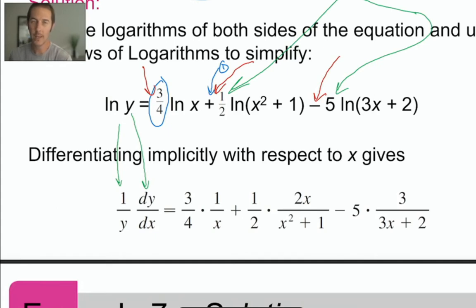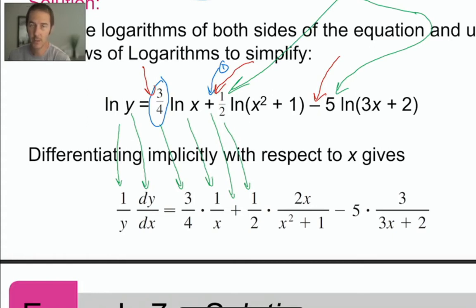We don't know what y is, but we're taking the derivative of it, or we will eventually. In fact, that's what we're going to end up solving for. So we're going to see that dy over dx stay right there. On the right-hand side of the equation, our coefficient of 3/4 comes down. The natural log of 1 over x, as we saw in a previous slide, is equal to 1 over x. Here's the plus sign coming down. Here's the coefficient of 1/2. And then we've got the natural log of x squared plus 1.